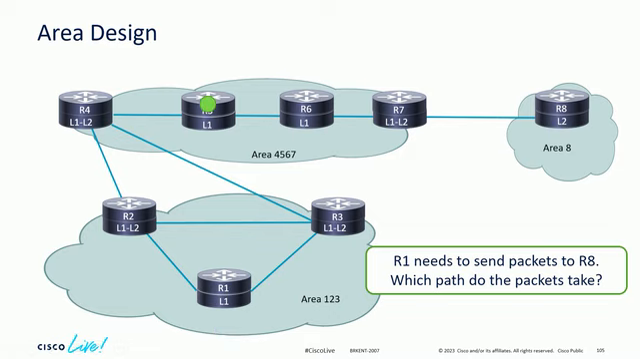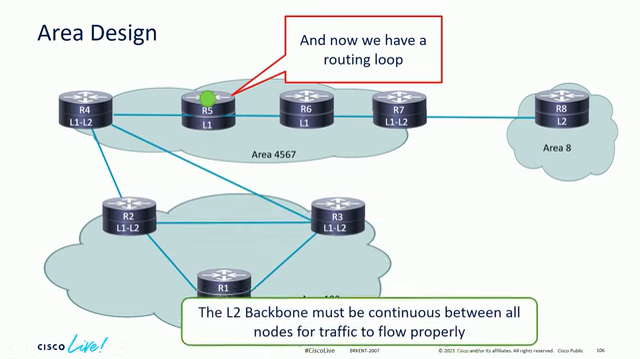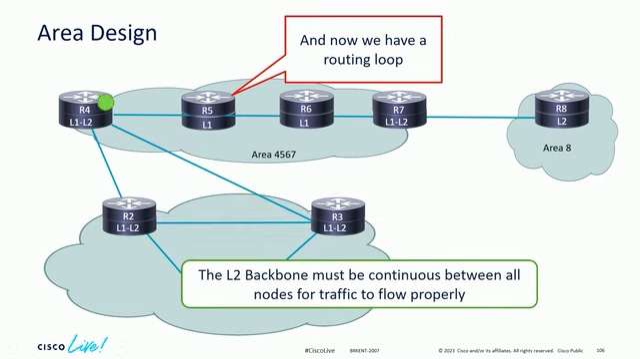So what happens is when it gets to R5, at this point, R5 is L1. It does not know how to get to R8. The only way it knows is the attach bit, and the closest for that is R4, not R7. So now what's going to end up happening is it's going to ping pong back and forth, and now you have a routing loop. So this gets into the design of how you want to do this. So basically, if you're having an area be transition, all routers need to participate in L2 for that connectivity. There are a few ways you can do things differently, but that's something to bear in mind. So that just talks about being continuous for the process.